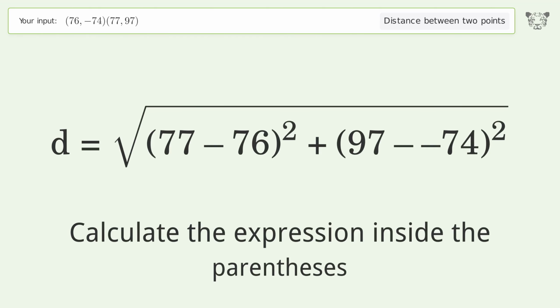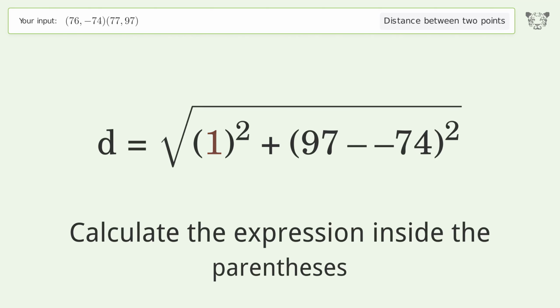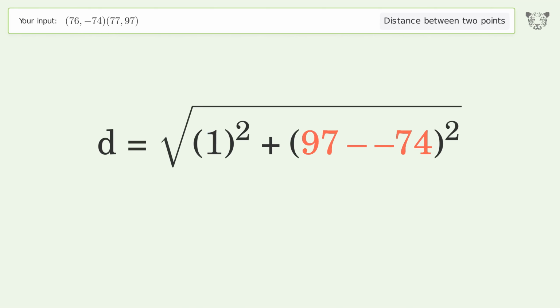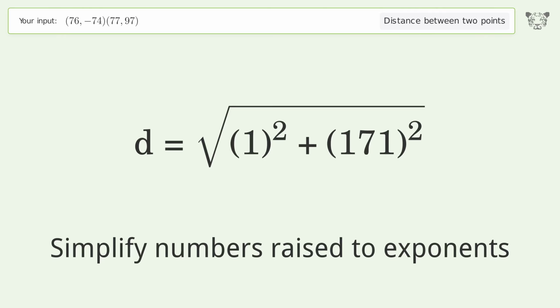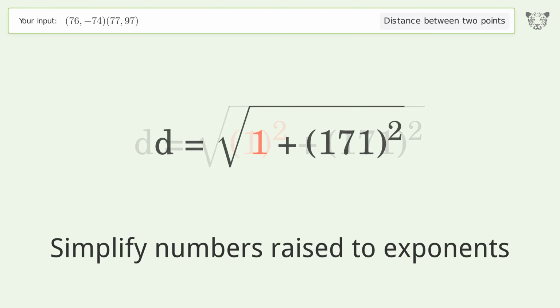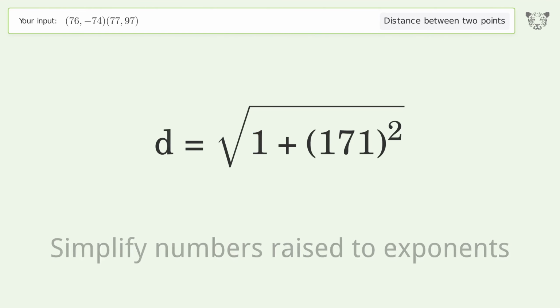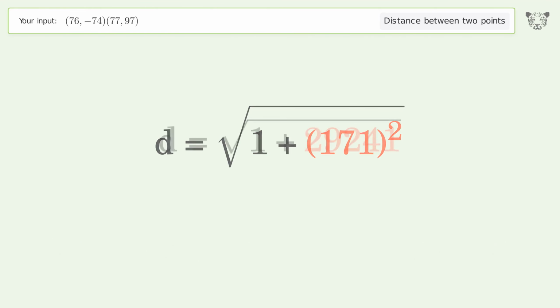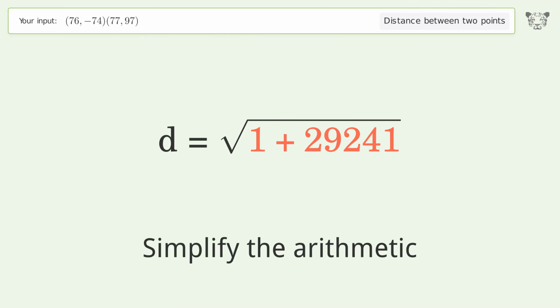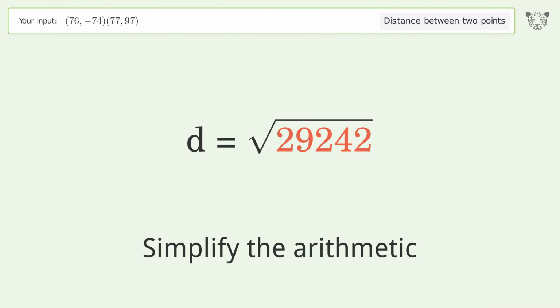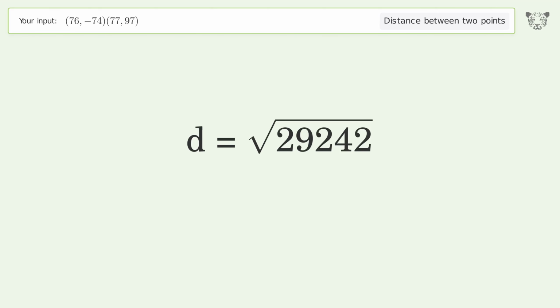Calculate the expression inside the parentheses. Simplify numbers raised to exponents. Simplify the arithmetic. And so the distance between the 2 points is the square root of 29,242, or 171.003.